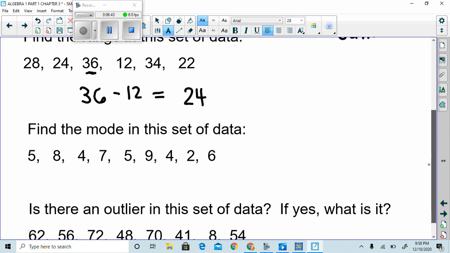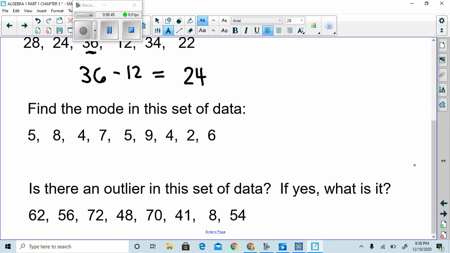Mode, a number that appears most often in a set. Well, I have 2 5s. I only have 1 8. I have 2 4s. And it looks like I have 2 modes. What are those 2 modes? 4 and 5.